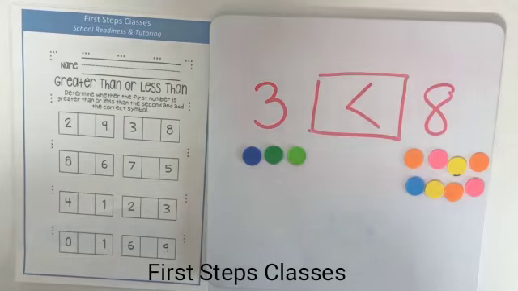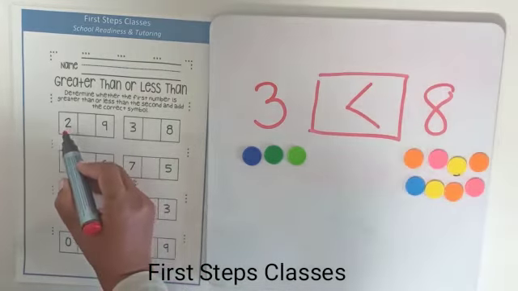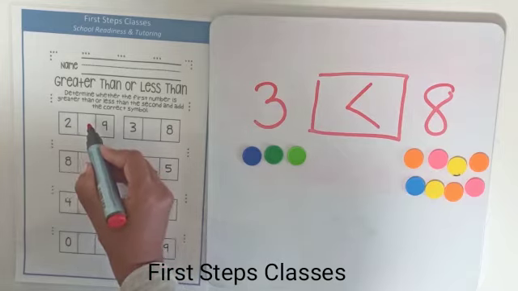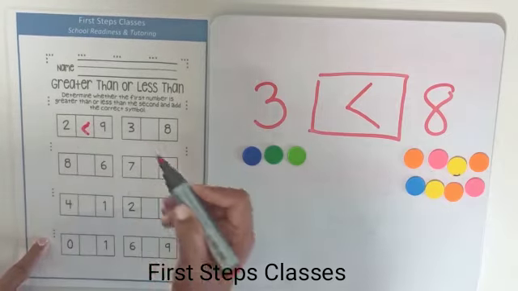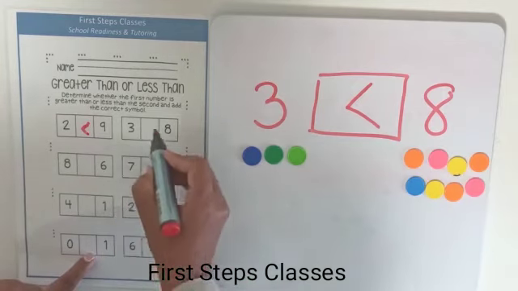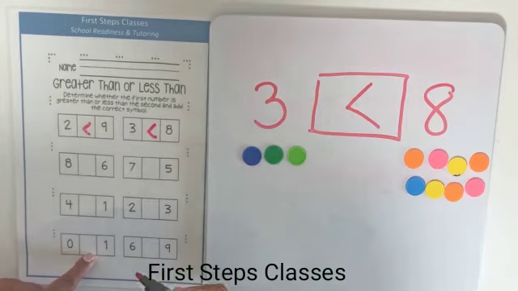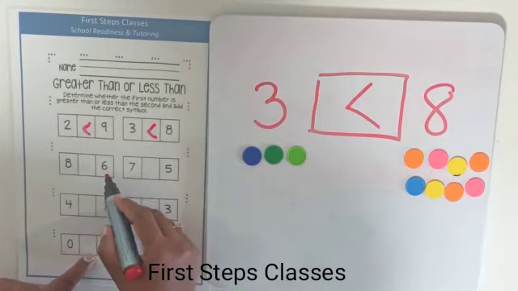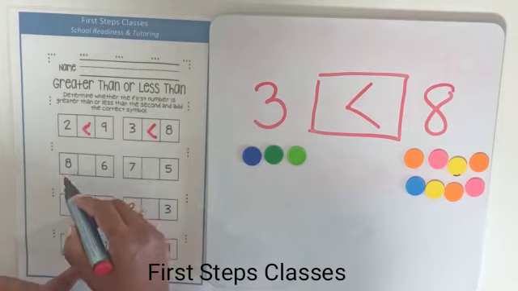Alright, so here we are going to solve the worksheet. We are comparing 2 and 9, so we can see that number 9 will have more number of counters, so we'll put the greater than sign in front of number 9. Number 3 and number 8 will have 8 as the greater number. 8 and number 6, if you compare, obviously 8 is a bigger number, it will have more number of counters.